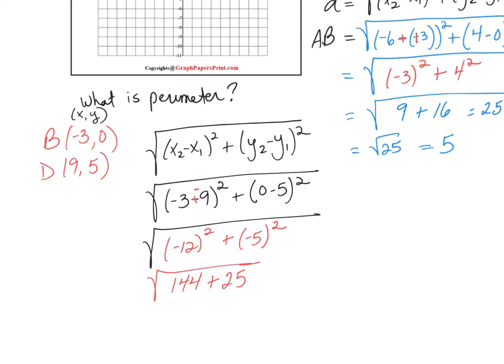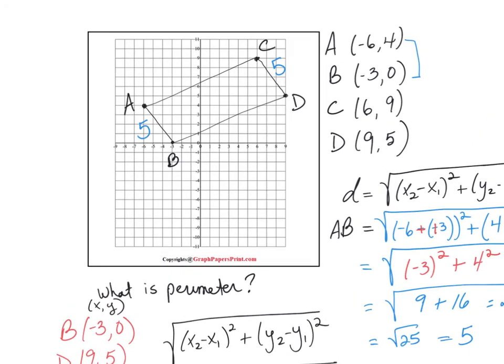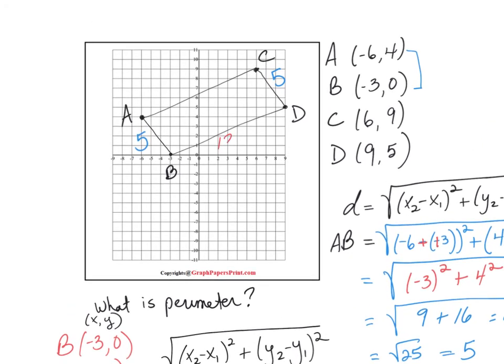Now, when I add 144 and 25, I get 169. And I just so happen to know that 13 squared, 13 times 13, is 169. So that means BD has a length of 13. So that also means that AC has a length of 13.